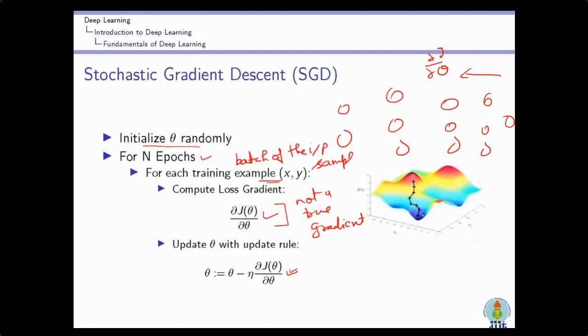Okay. So this is the batch of the input samples. That is a more accurate true gradient as compared to this single-sample gradient value. So this is the whole algorithm of stochastic gradient descent. I hope you can understand this algorithm.